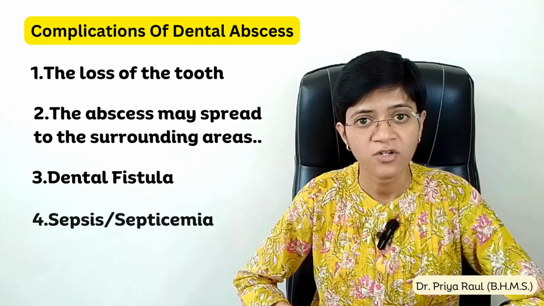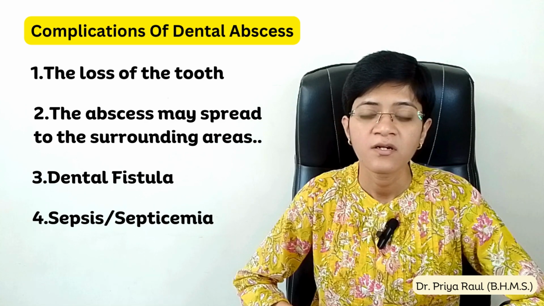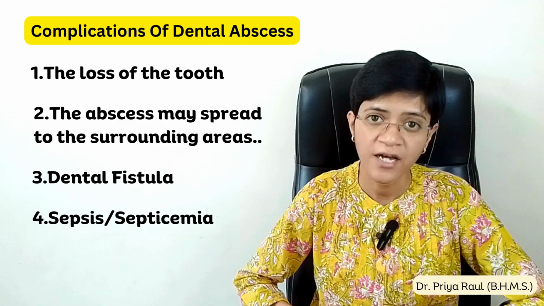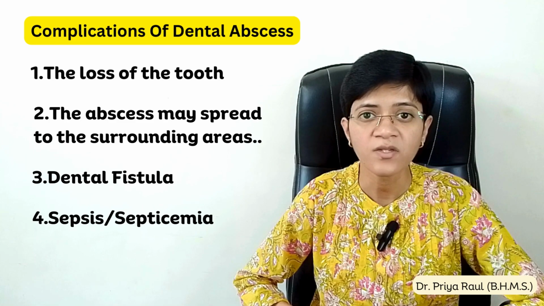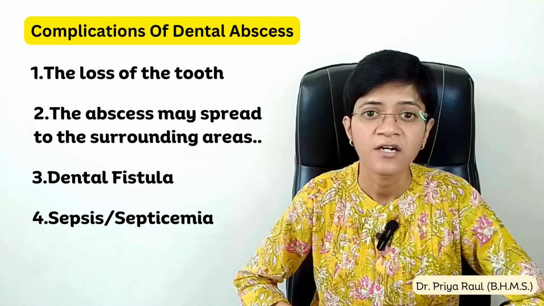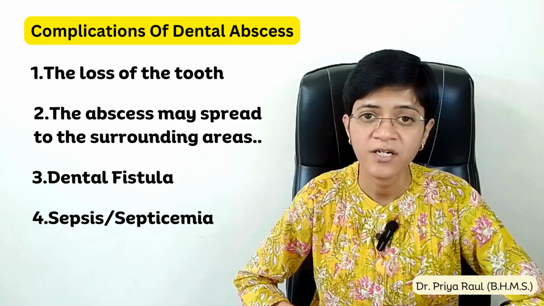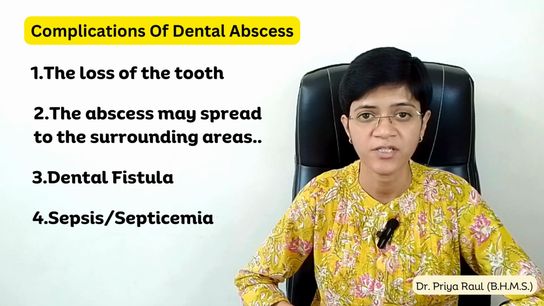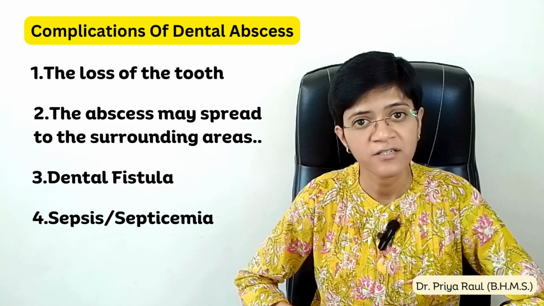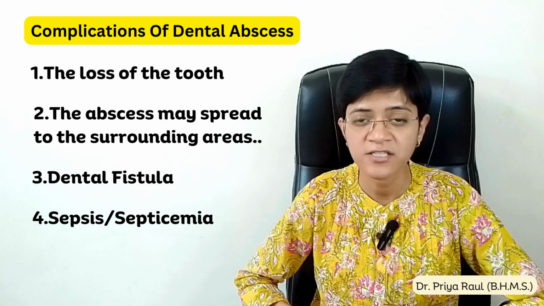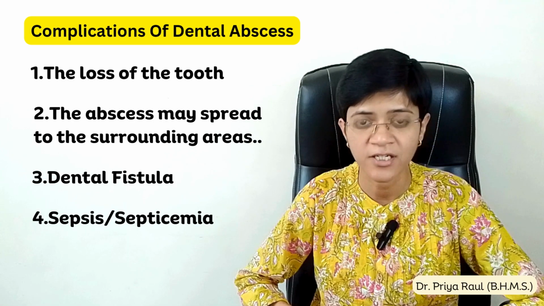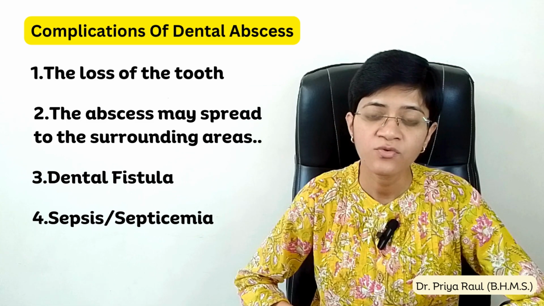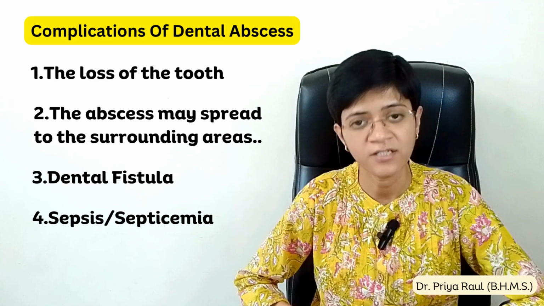Next is sepsis or septicemia. If, along with dental abscess, the patient has high grade fever, chills, headache, rapid pulse rate, rapid heart rate, dizziness, these are all the symptoms of septicemia. It means the bacterial infection has spread inside the body through the bloodstream. The bacteria can also enter the body through the gum line or any break in the gum.